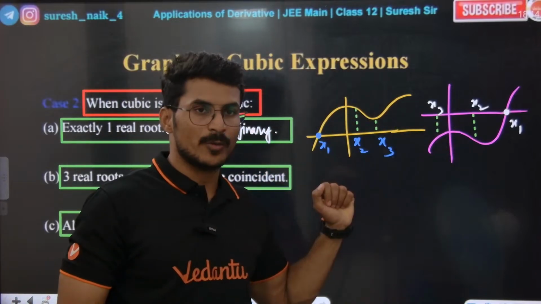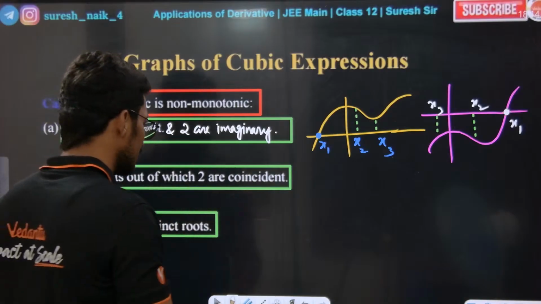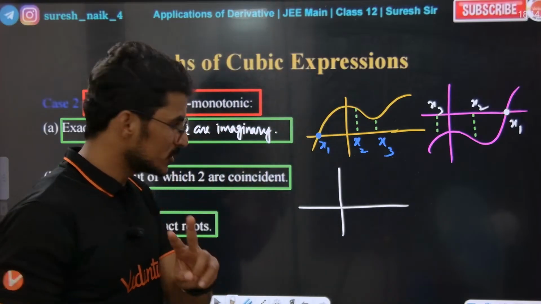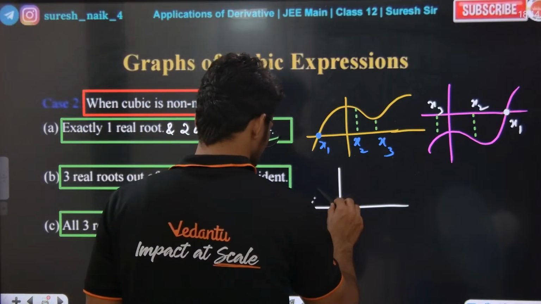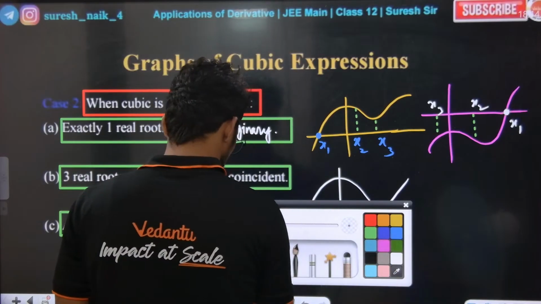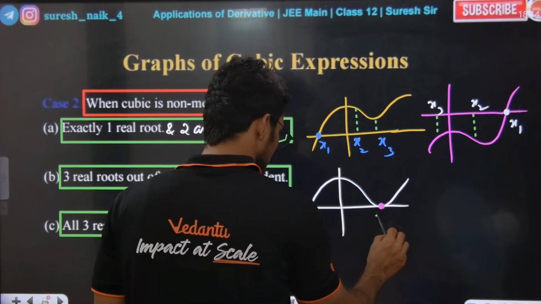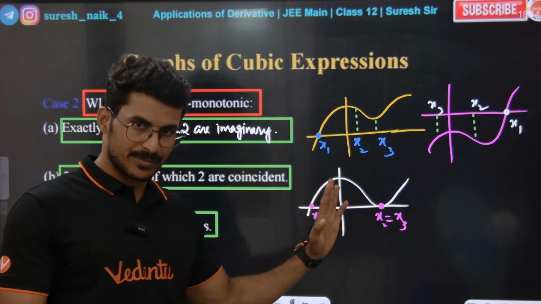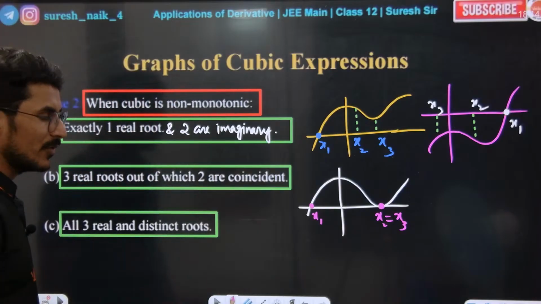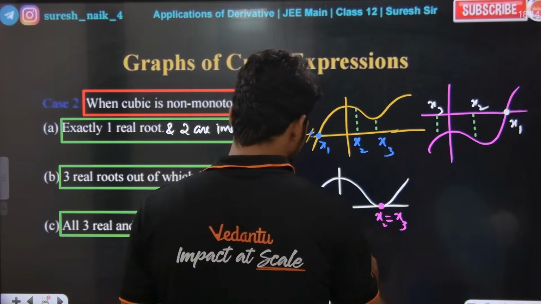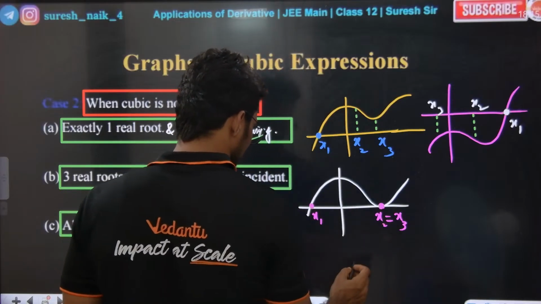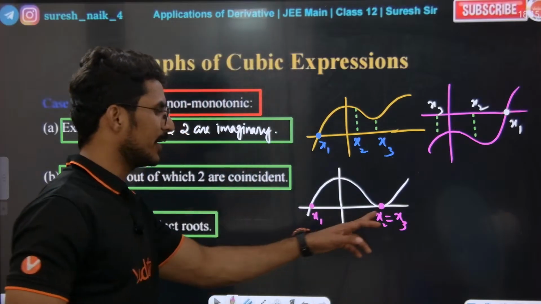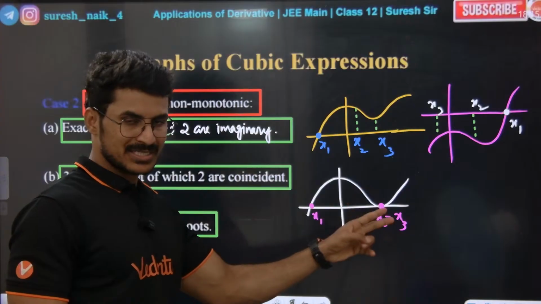Anyway, that is the graph for one real root and two imaginary roots, and now three real roots where two are coincident. Three real roots with two coincident means the graph should be like this. Let me draw some rough graph. Here one root is x1, and here two real roots, I mean two equal roots. So one real root, second real root, third real root, out of which two are coinciding. Now, why not the graph can be downward also? It can start from here and equally touch the x-axis like this. Anyway, you can draw any graph. I'm just drawing some rough graph, but here x2 and x3 are equal roots.